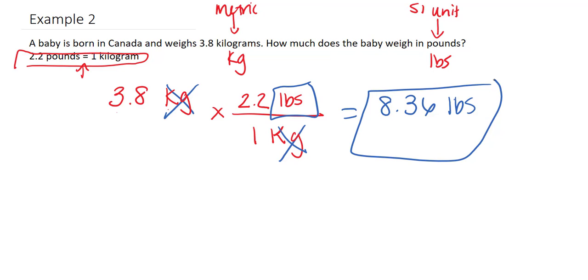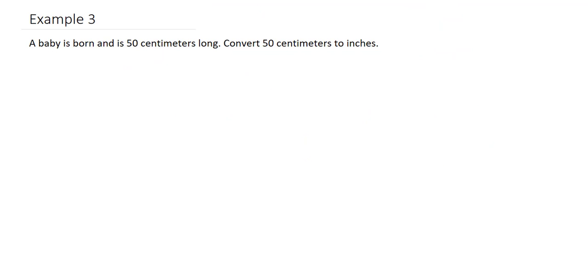So let's look at one final example. So example 3, a baby's born and is 50 centimeters long. Let's convert 50 centimeters to inches. So once again, metric system, and then we're going to go ahead and convert to our system. So we have 50 cm. That's what we are starting with. And we need to get to inches.